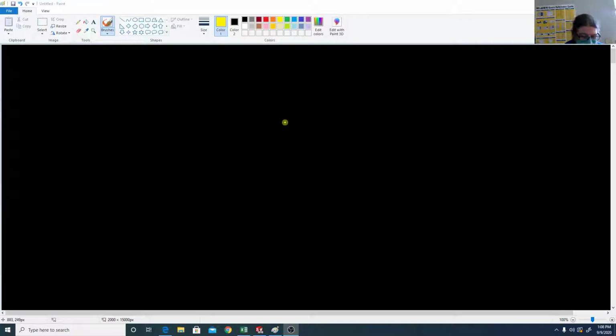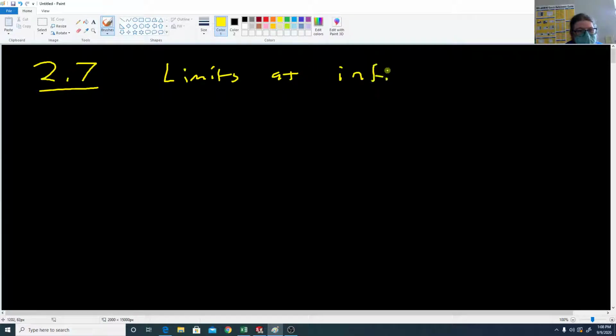Okay, so we're going to start looking at some 2.7 ideas. 2.7 is limits at infinity. So we're basically going to focus on what's going on with a graph or a function as x's get really big or as x's get really, really negative. So we're going to look at a couple examples here.